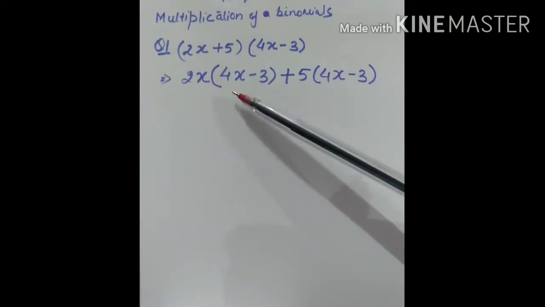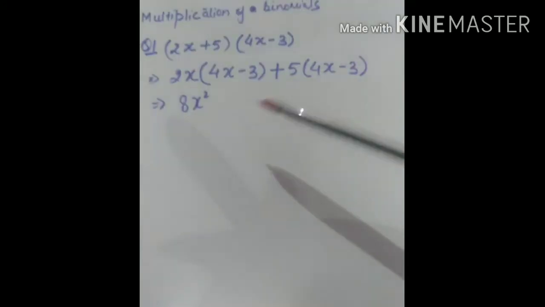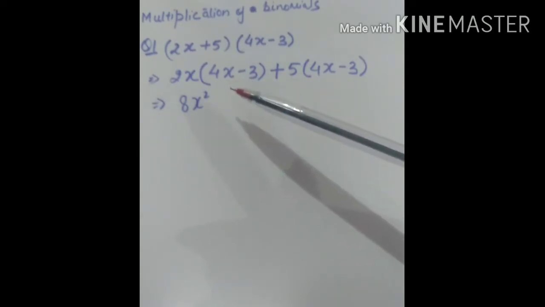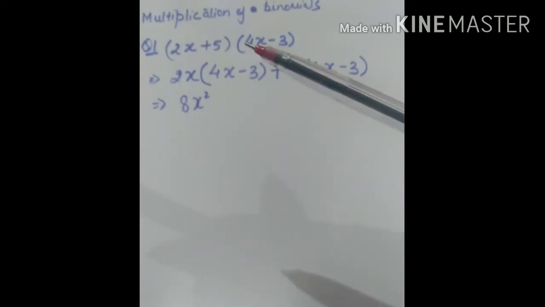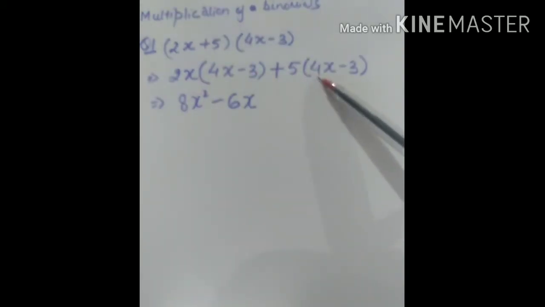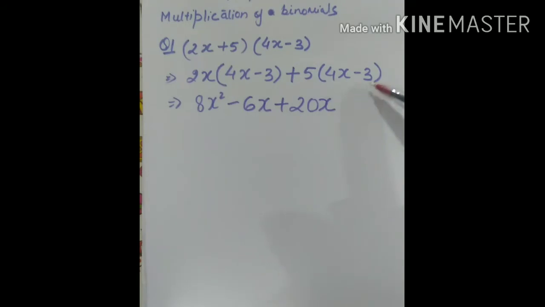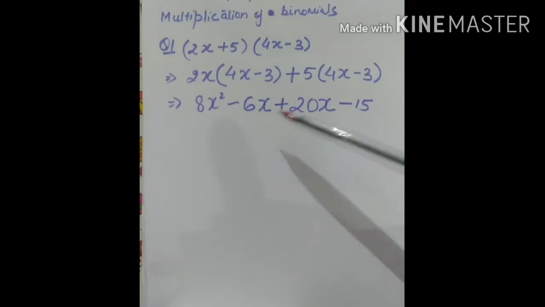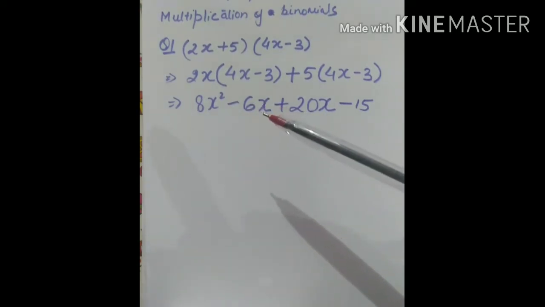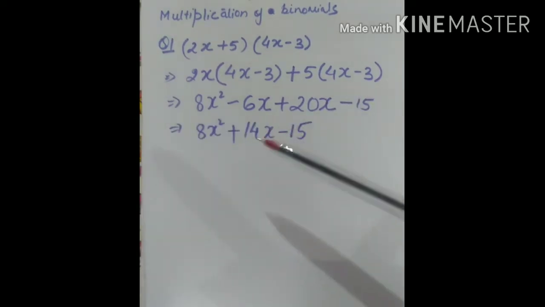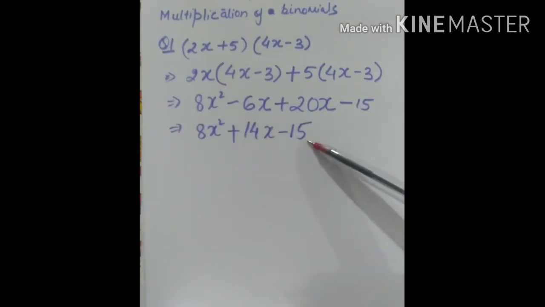Now 2x into 4x is 8x square. Then 2x into minus 3 is minus of 6x, since 2 into 3 is 6. Plus, now 5 into 4x, 5 fours are 20x. Plus 5 into minus 3 is minus of 15. Now see that two of the terms, minus 6x and plus 20x, have the same variable x, so we can combine them. 20 minus 6 is 14x. So this is 8x square plus 14x minus 15.